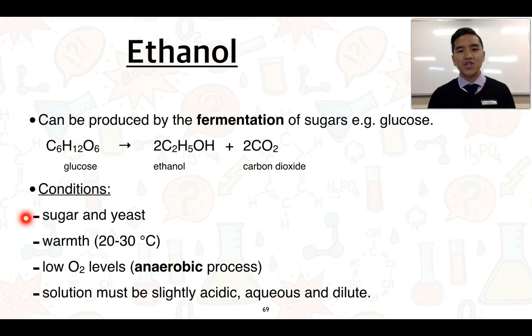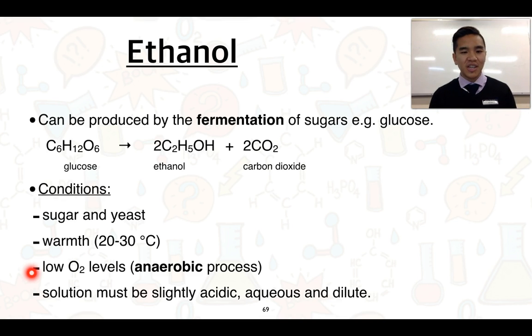For the first condition, we need sugar and yeast. Sugar is essentially what will be undergoing fermentation, so that's why we need it. And yeast, which is a type of fungus, a single-celled or unicellular microorganism, can carry out this fermentation process. The yeast itself produces a type of enzyme called zymase, and this allows for the conversion of glucose into ethanol and carbon dioxide. The second condition is warmth, so between 20 to 30 degrees Celsius. And this is to just ensure that this fermentation carries out in the optimal temperatures for the yeast to operate.